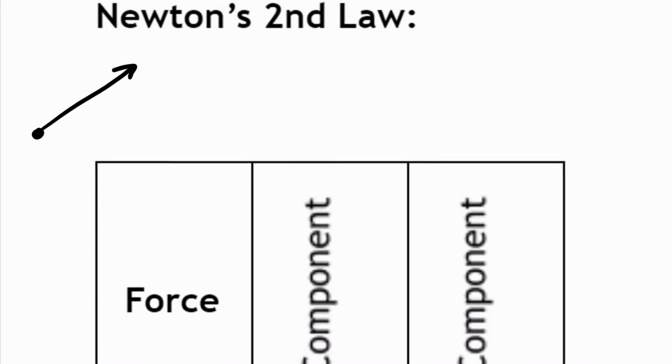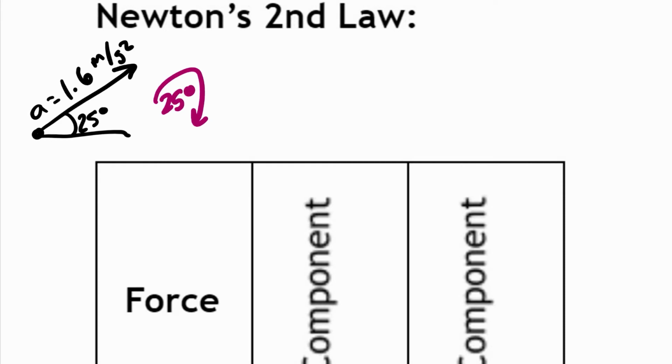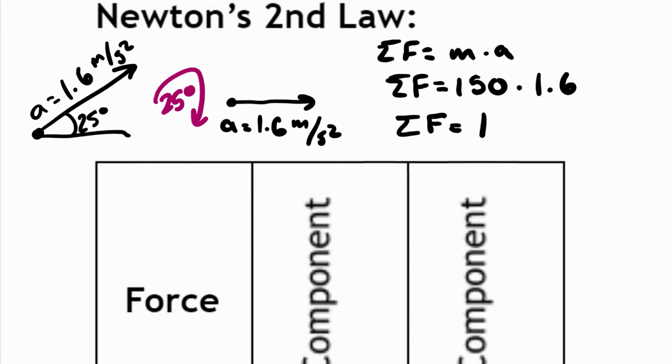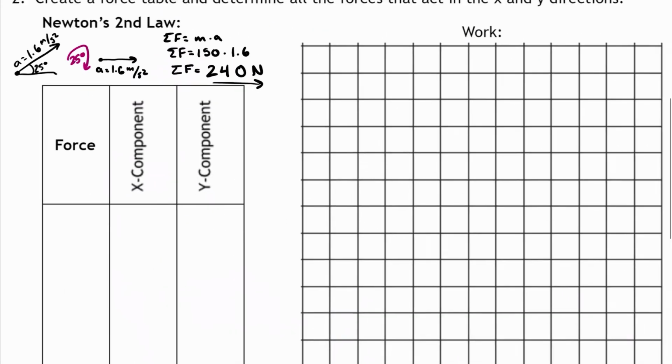Originally our acceleration vector was at a 25-degree angle. But when we rotated everything 25 degrees, our acceleration was rotated as well. So our acceleration is to the right, 1.6 meters per second squared. Using our net force equation and Newton's second law, we can find the net force will be 240 newtons to the right. And to the right is actually up the ramp, because we've rotated our axes.